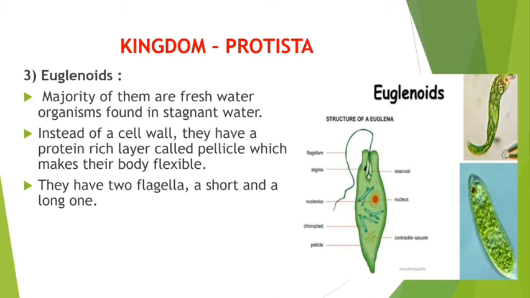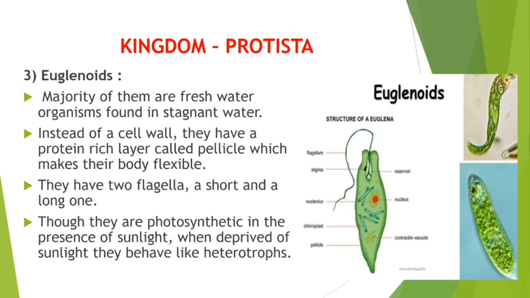Different examples of euglenoids are shown, and you should remember that euglenoids are a group of Protista, and the basic character of Protista is that they are unicellular. So euglenoids are also unicellular, one single cell. That single cell has two flagella, a short and a long one.